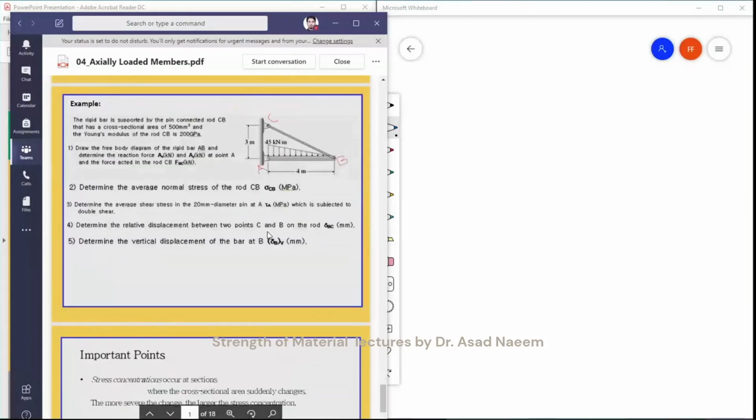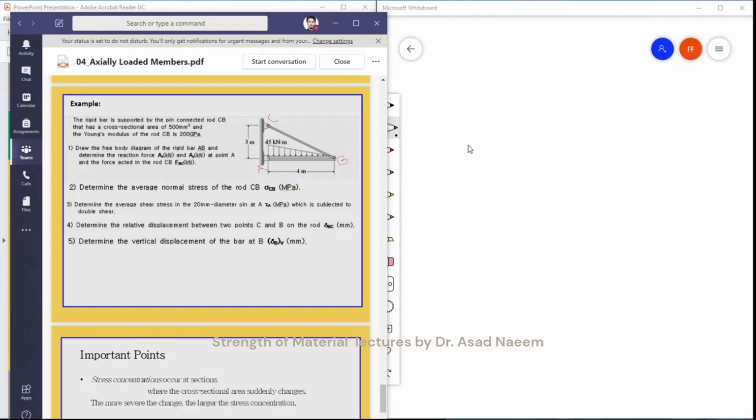Okay, so this was our assignment. First of all, you just need to calculate the reaction forces at point A. As in part A, for most of the questions in strength of mechanics or mechanics of materials, you need to make the free body diagram, or FBD. Draw the free body diagram for the rigid bar AB and determine the reaction forces AX and AY at point A and the force acting in the rod CB, which is force BC.